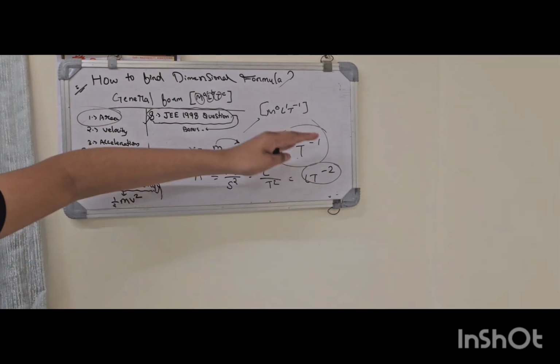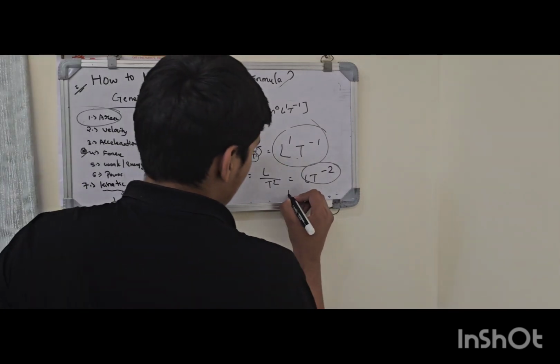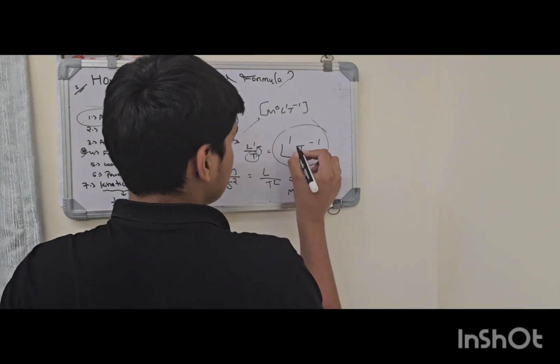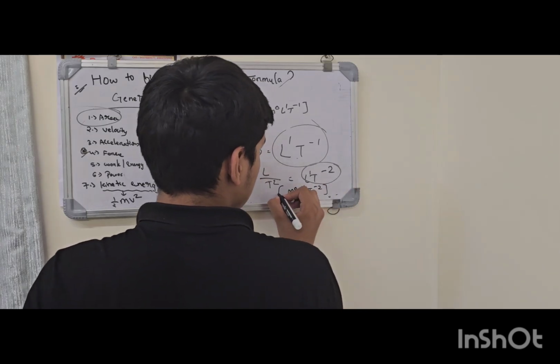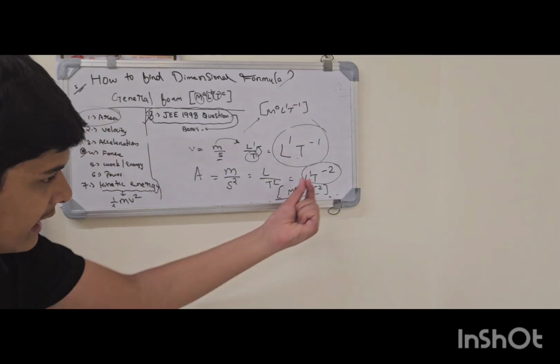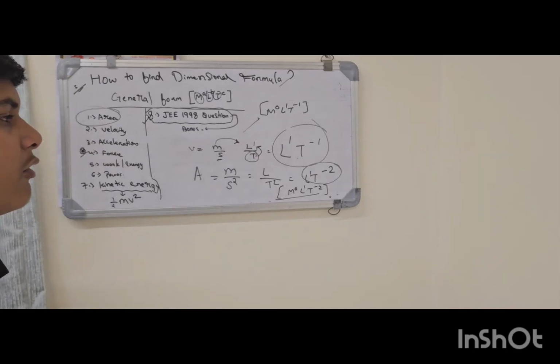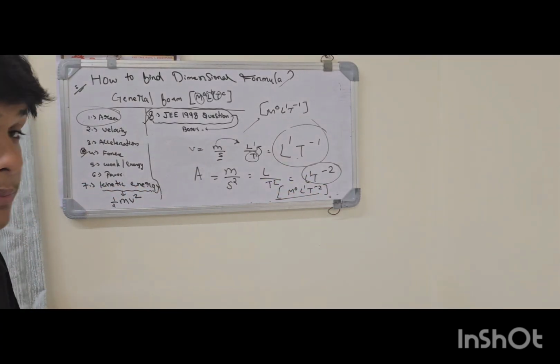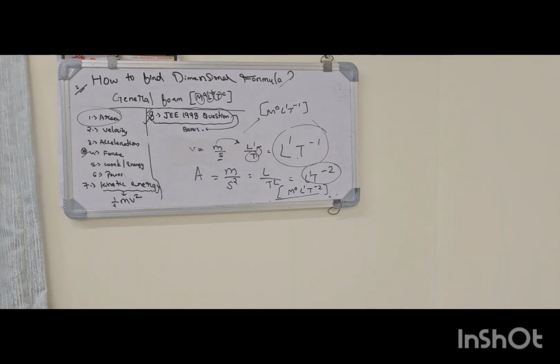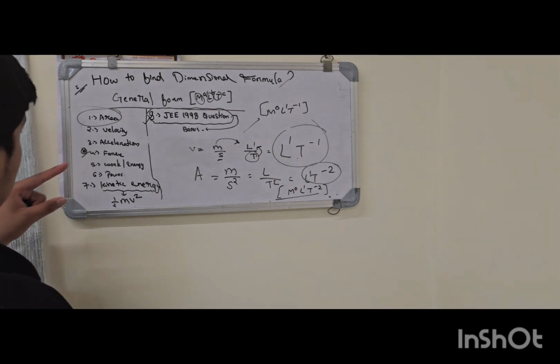If you want to write it in general form, you can also write it like this: M^0 L^1 T^-2. So this is in general form. Okay, I have written like this, but you have to write it in general form, or if you don't want, you can also keep it like this, but I would prefer writing like this. Okay, now next.